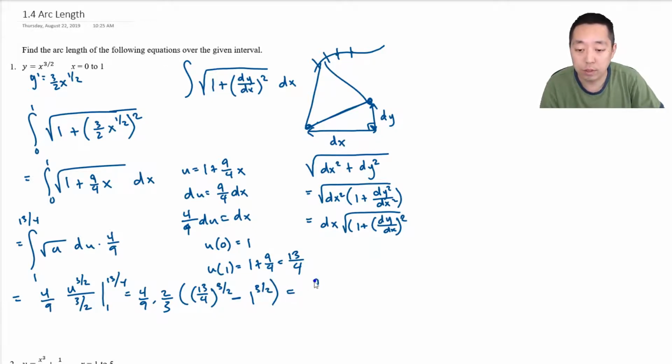This is 8 over 27 times, this is going to be 13 root 13 over the square root of 4, which is 2. 2 cubed is 8. 8 minus 1. I don't know, that's probably enough.